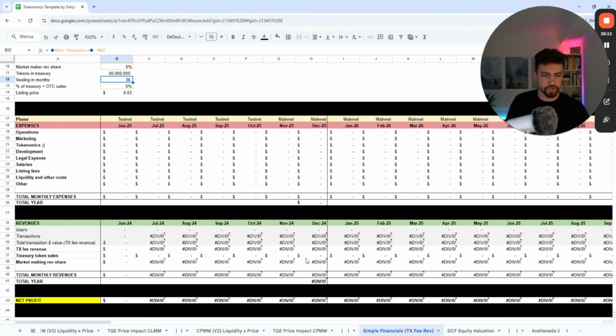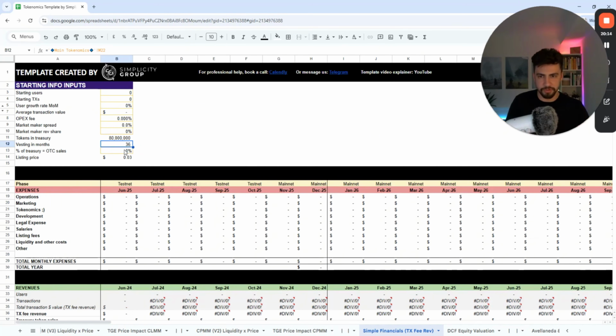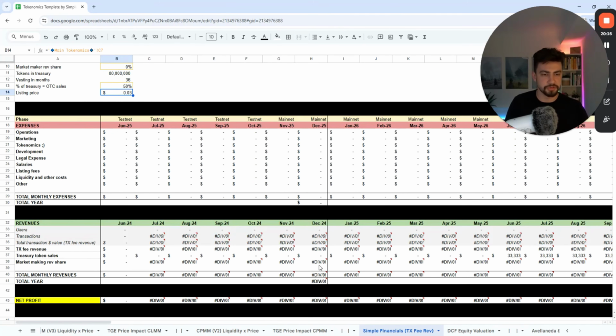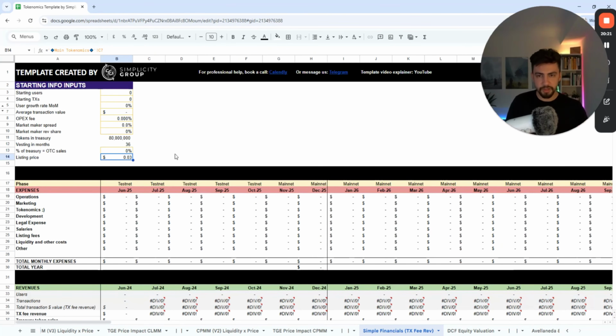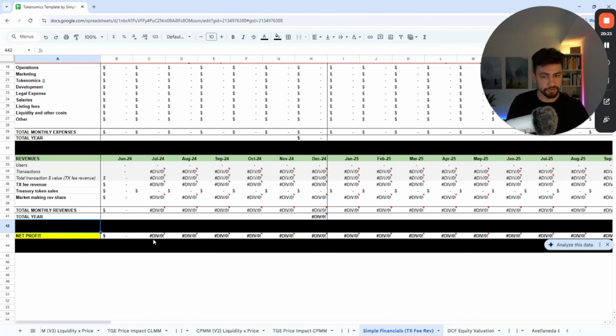And then it showcases what happens if you sell some tokens. So for example, maybe you sell 50% of your tokens. There you go. There's your revenue. All right, so play around with this. This gives you the profit, the net profit, right? Whether you're in loss or in profit.